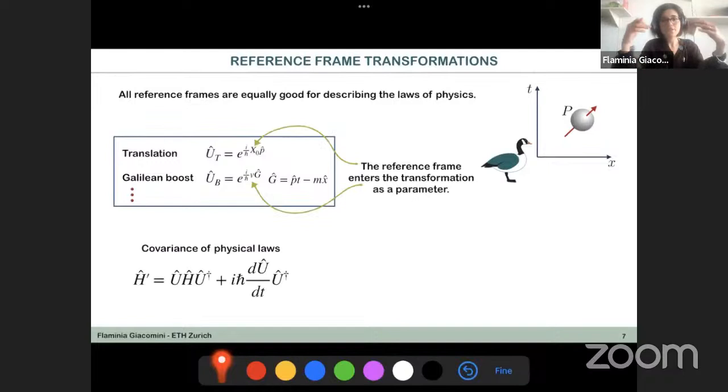If we have a theory that obeys the Schrödinger equation initially, then after a reference frame transformation, we still have a Schrödinger equation, provided that we changed our Hamiltonian according to this law. This encodes the covariance of physical laws in quantum mechanics. In addition, we speak about a symmetry of the dynamical law if the functional form of the Hamiltonian after the transformation is the same as the functional form of the Hamiltonian before the transformation.